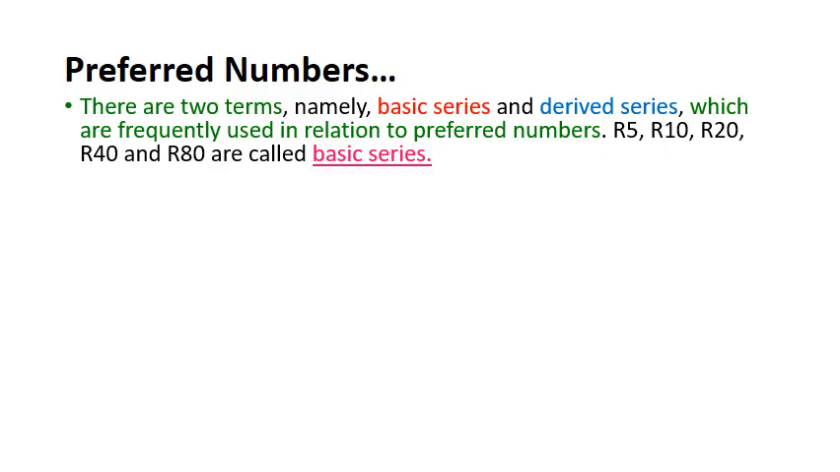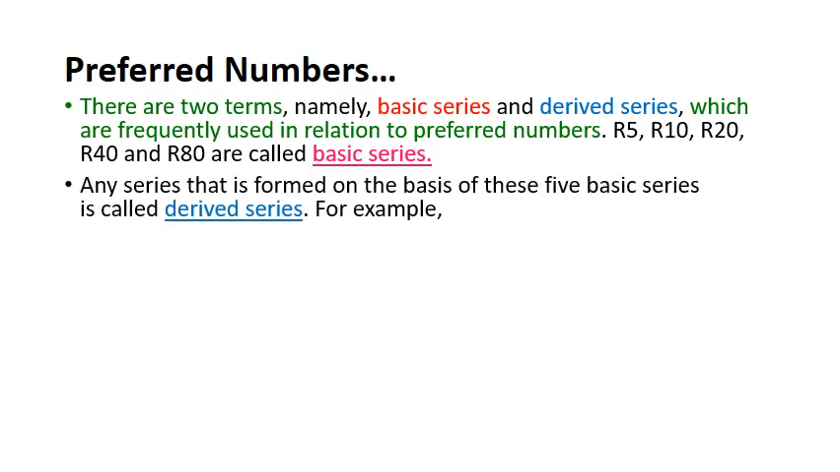So there are two ways we can derive our own convenient series by employing Reynolds series. You can pick any of the terms from the Reynolds series and build your own series convenient for building your own products. So basic series and derived series. If you employ the existing R5, R10 through R80, we call it the basic series. If any series is formed based on the basic series, we call it a derived series.